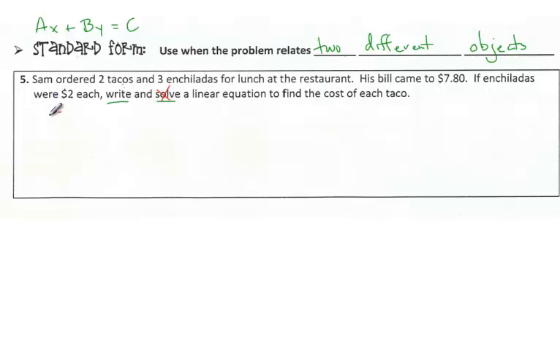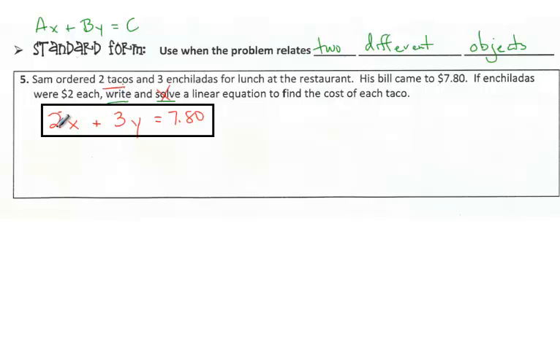I'm going to start by saying that my first object is my tacos. So I have 2 tacos at x dollars each. I'm going to add to that the cost of enchiladas. I have 3 enchiladas and they're going to cost y dollars each. The total bill was $7.80. That's my linear equation. Hopefully you can see, because I had 2 different objects, it's much easier to use standard form than trying to worry about what a constant rate would be, which would be a slope. You would need a slope for point-slope form or slope-intercept. So part 1, writing the equation, is done.